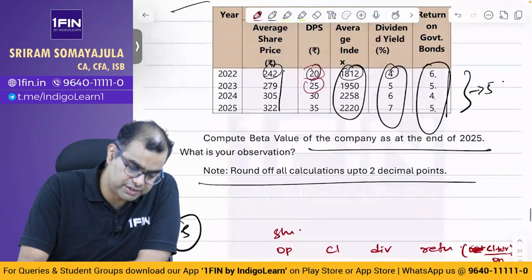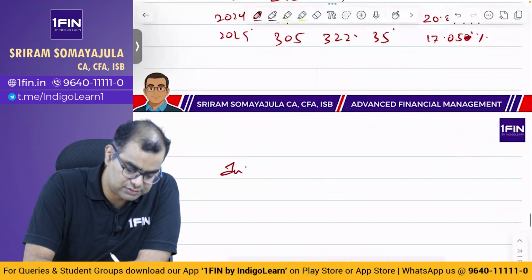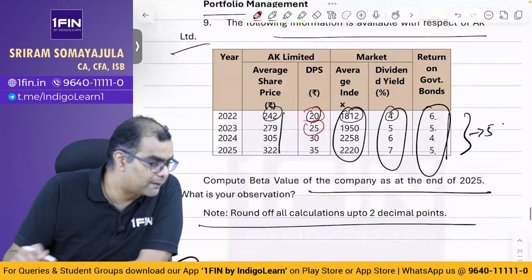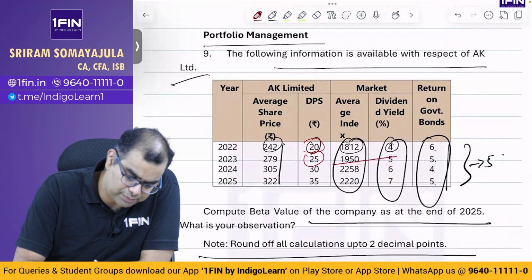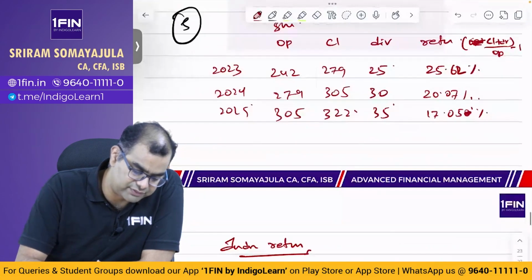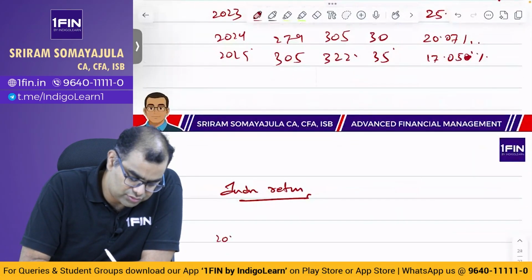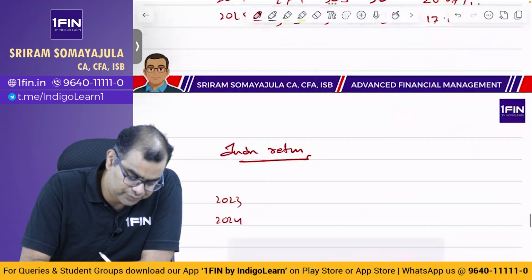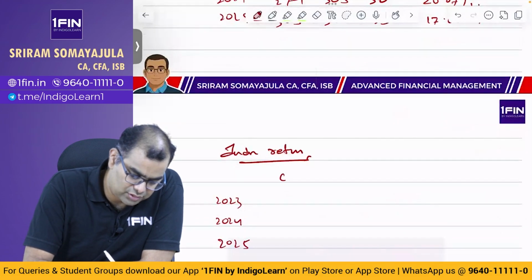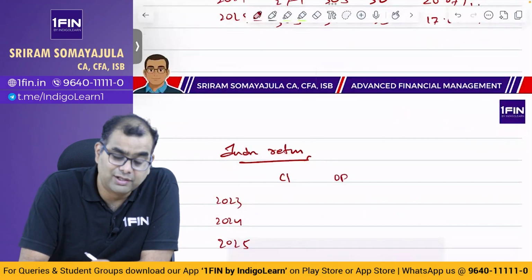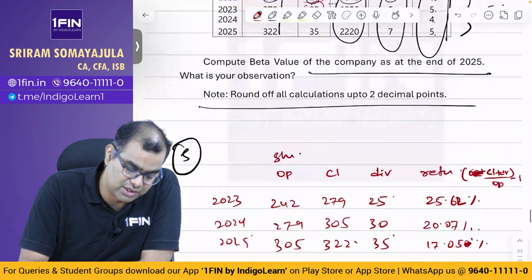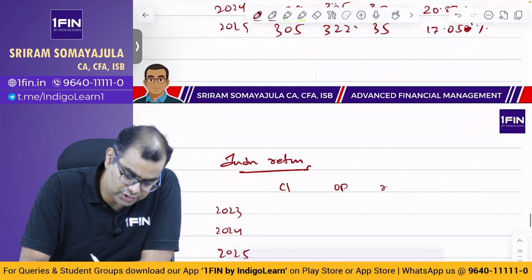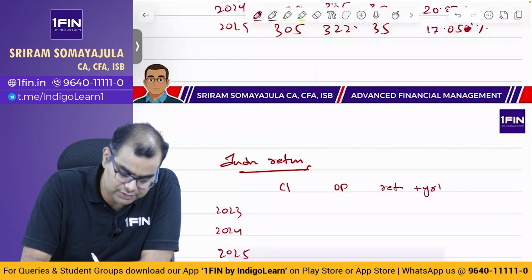Now let us come to the index return. What is index return? Same logic again. We have 2023, 2024, 2025, closing, opening, and you have dividend yield. Please don't take it directly as dividend. This is dividend yield directly in percentage. So return plus yield.